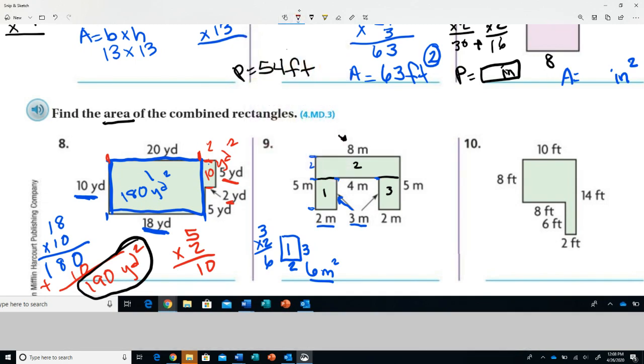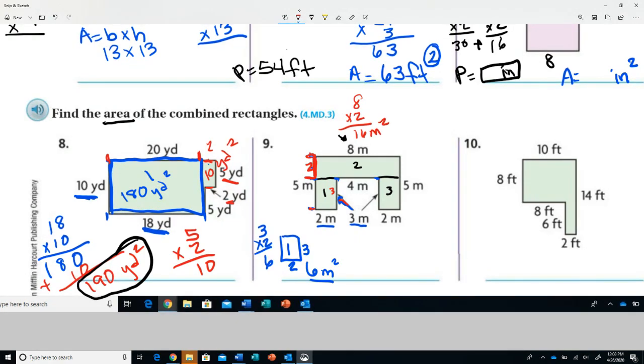So for rectangle 2 here, because of the bit of math we did where this entire section is 5, I now only need this part. If this section down here was 3, that means the remaining section must be 2, because 2 plus 3 is 5. Now, like I said, I wanted to keep that 8 intact. So what I get now is 8 times 2 equals 16 meters squared.